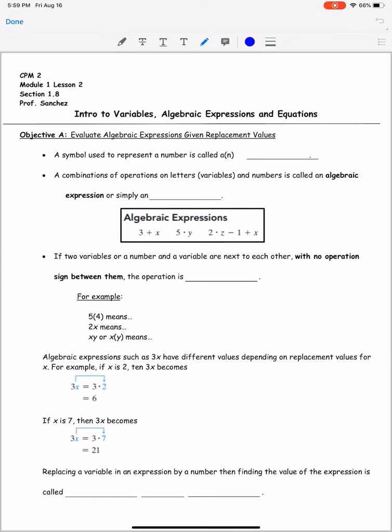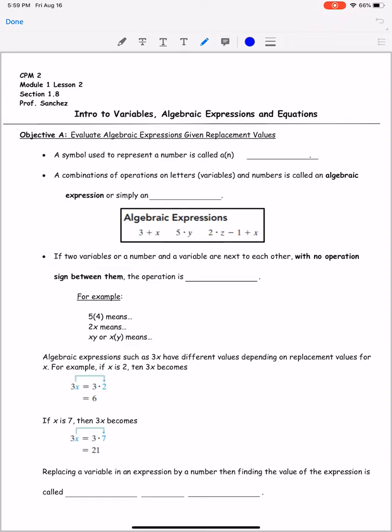Hey guys, this is CPM 2, Module 1, Lesson 2. This is a lesson on Intro to Variables, Algebraic Expressions, and Equations. So let's jump right in. Objective A, evaluate algebraic expressions given replacement values.